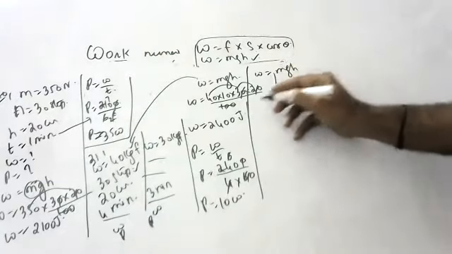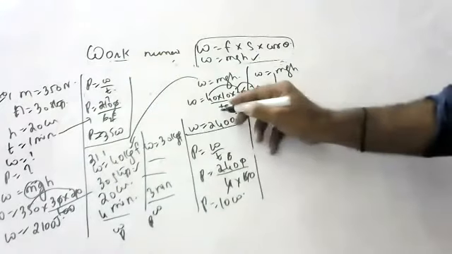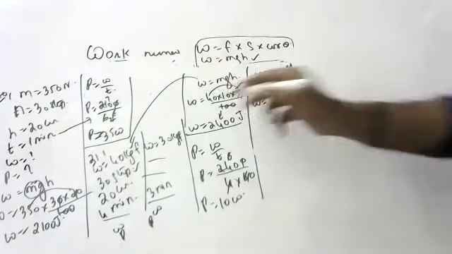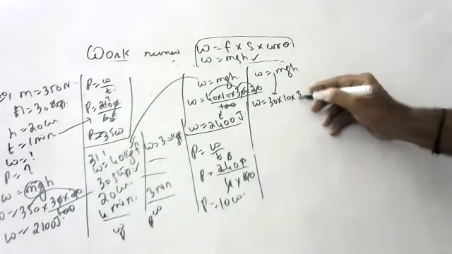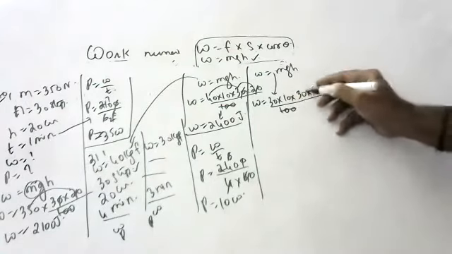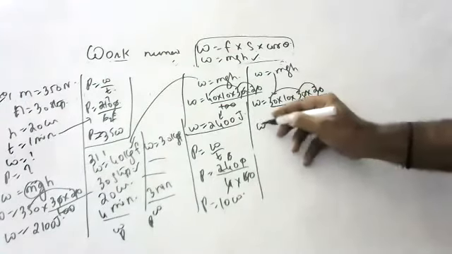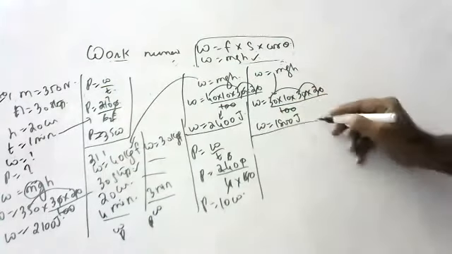Work is equal to 30 into 10 into 30 steps into 20 centimeters by 100. 3 6s are 18, so 1800 joules is the work done by the girl. Now what is her power?